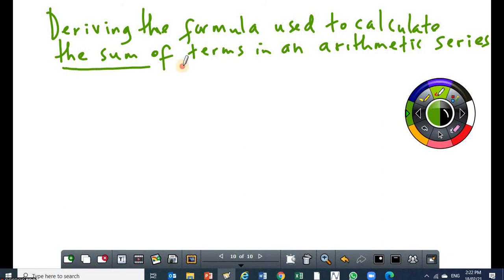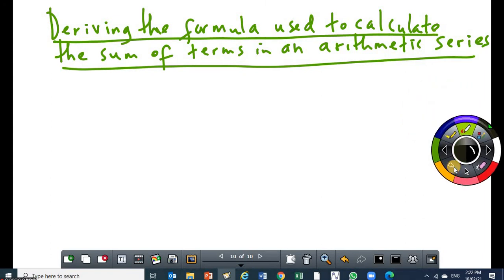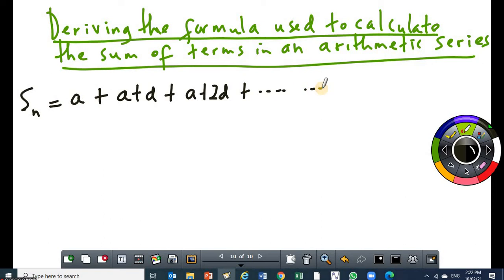Okay, let's derive that formula. First thing, you now know that we can write Sn using a and d. So if I write Sn is equal to a plus, the second term will be a plus d, the third term is going to be a plus 2d, right?